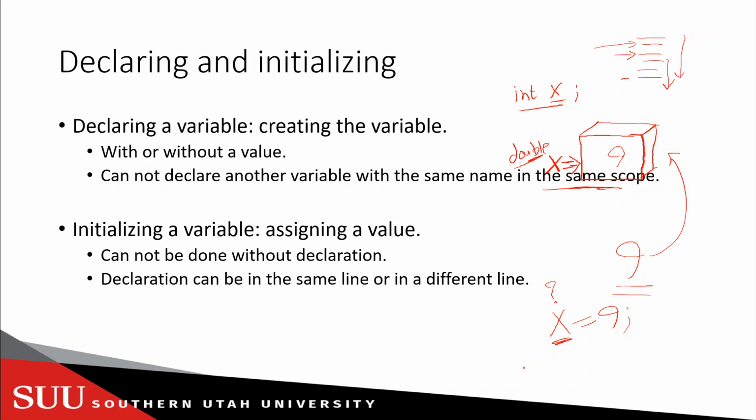I can say integer x, and then down here in my code somewhere I can put this line and it's going to work just fine. I can also skip this part and go directly and say integer x is equal to 9, and this is going to create the box and fill it with a value.